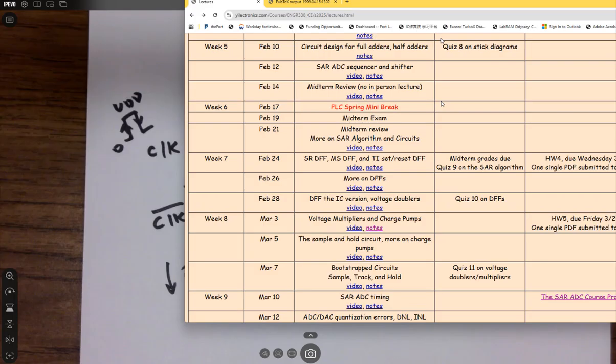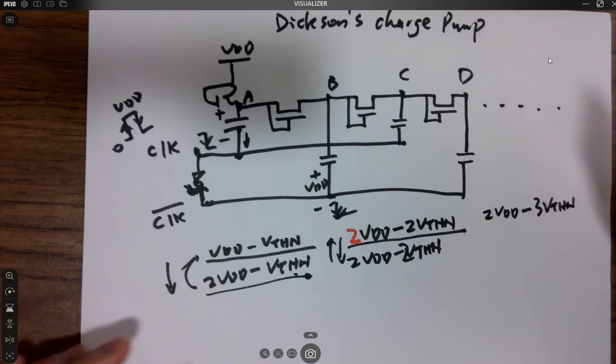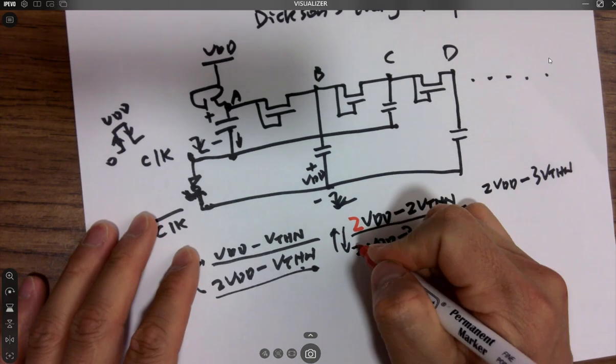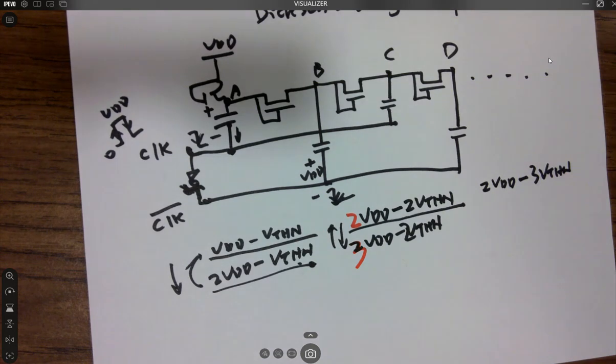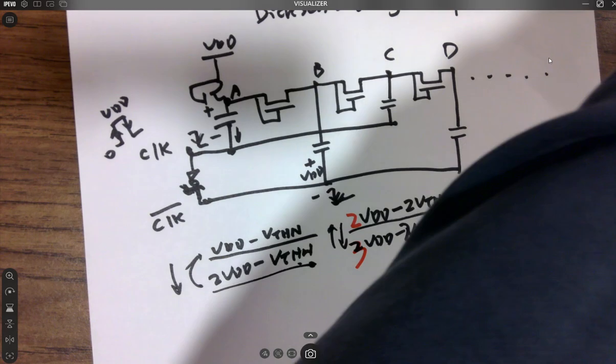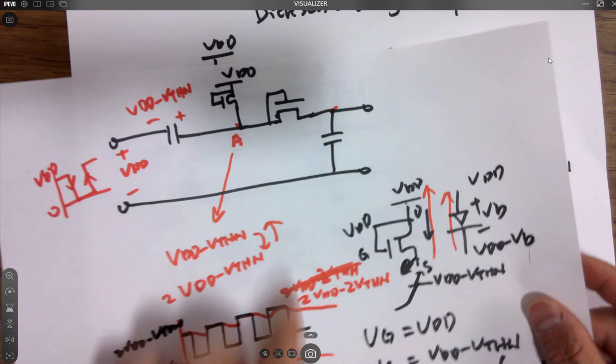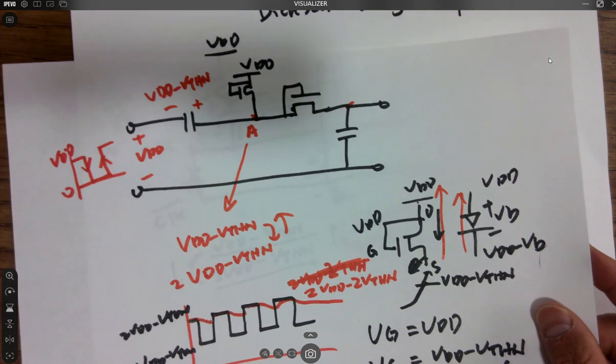It's hard to read these. But are we good on the in class? The in class is the one over here, right? This guy. So this is E there.